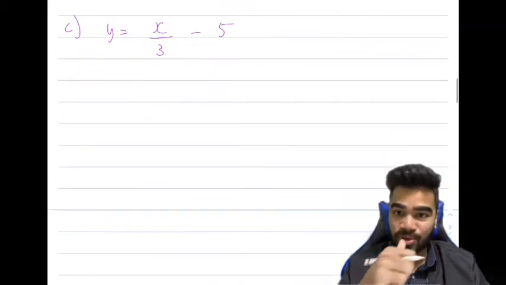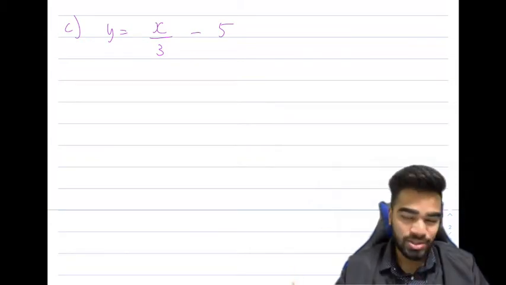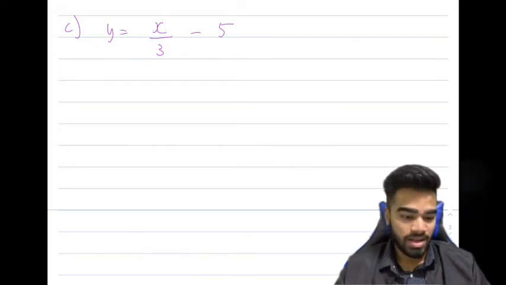Okay, so here's another question. Why don't you guys pause the video and sketch out the graph. And before you do that though, why don't you also tell me what the gradient and the y-intercept is just by looking, because it's in gradient-intercept form. So pause the video and have a go. All right, I hope you got it.